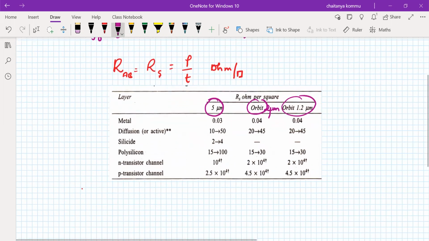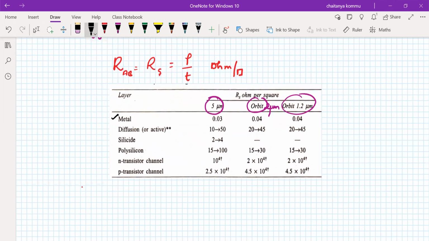Okay, so in that particular case, we consider that we are using metal, diffusion, silicides, polysilicon, and N channel, P channel. As I mentioned, polysilicon with metal is called silicide. This is mainly used to reduce the polysilicon sheet resistance. So the polysilicon sheet resistance is this much at 5 micron, and it is reduced from 2 to 4 because metal is introduced with the polysilicon. Anyway.